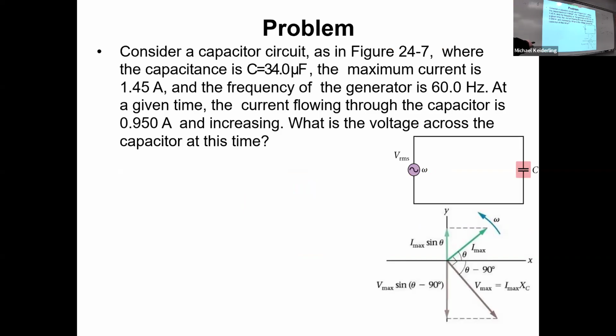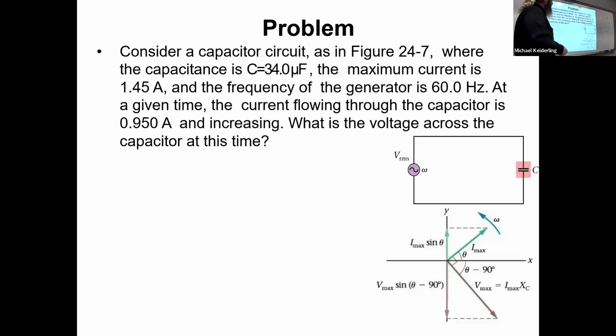So here we have a capacitor circuit, as in figure 24.7, where the capacitance is 34.0 microfarads. The maximum current is 1.45 amps. And the frequency of the generator is 60 hertz. At a given time, the current flowing through the capacitor is 0.95 amps and increasing. What is the voltage across the capacitor at this time?